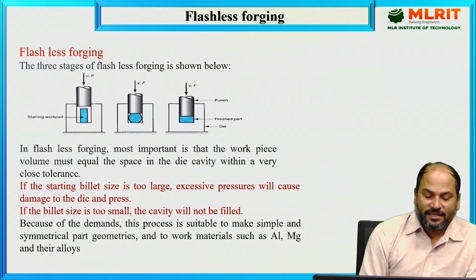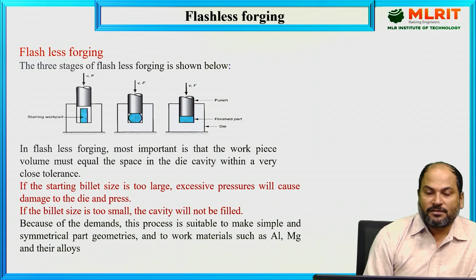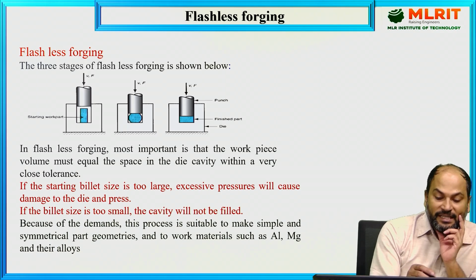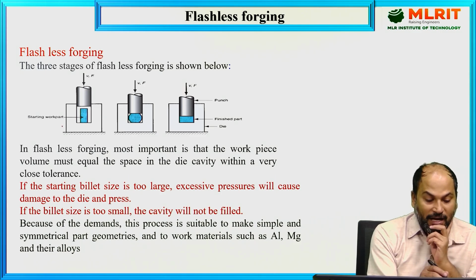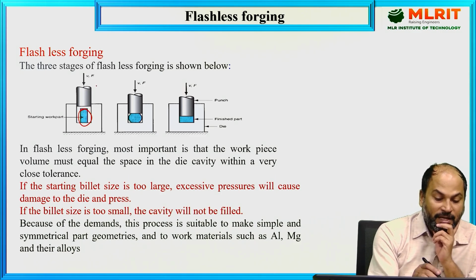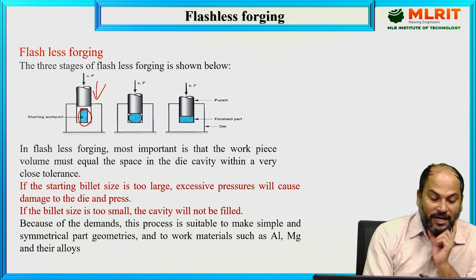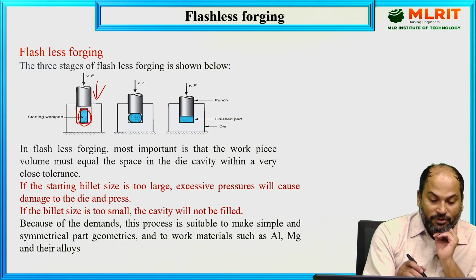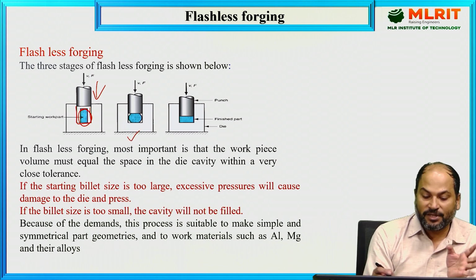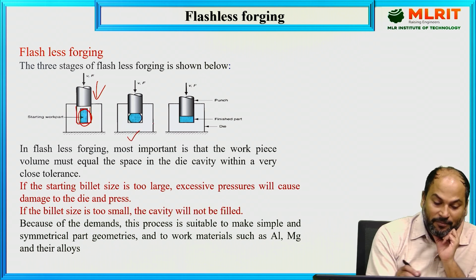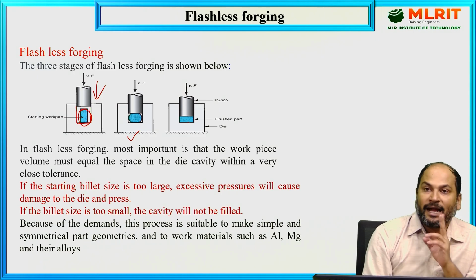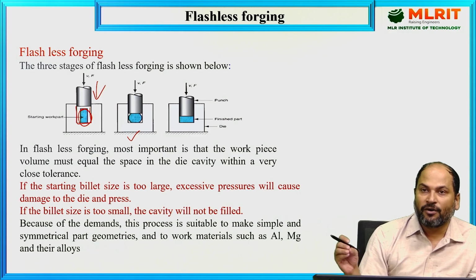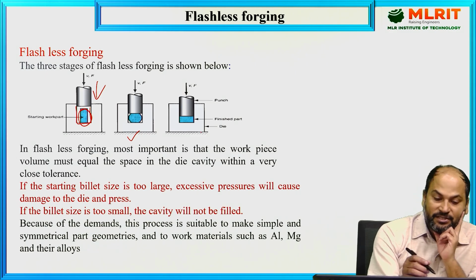Now this flashless forging, that is the third one we classified. So flashless, as the name says, there will be no flash in this one. The three stages are shown here. Suppose this is our material that we are going to deform. This is the punch through which we are going to apply force, and this is our die. So finally, it will take the shape of this die. This is the intermediate stage. The bulging will be there, but finally, it has completely taken the shape of the die, and there is no flash. Meaning there is no extra material that has gone away from the die. That's why it is flashless forging.